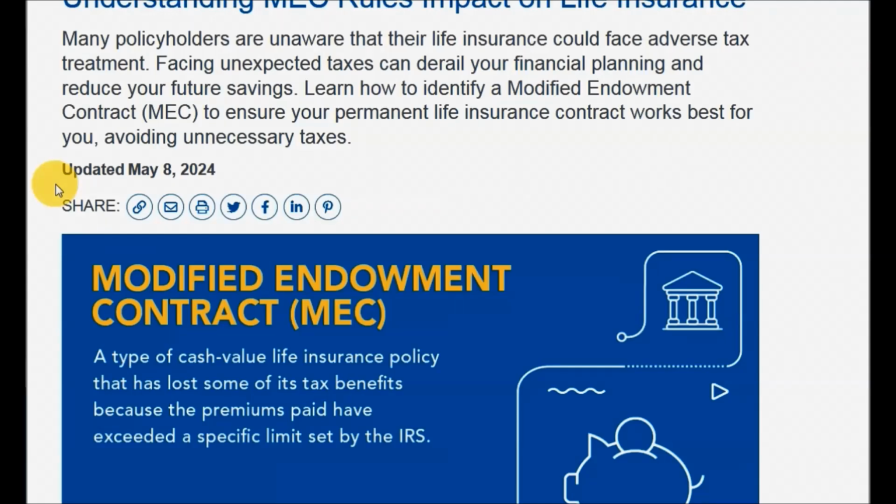Modified endowment contract, a type of cash value life insurance policy. This cash value life insurance policy is just telling you you're converting something of value monetarily to liquid.